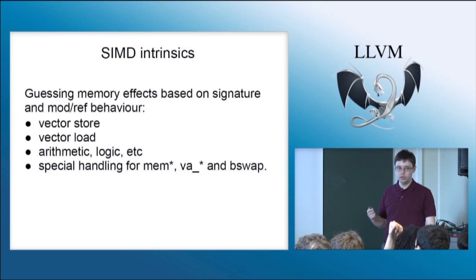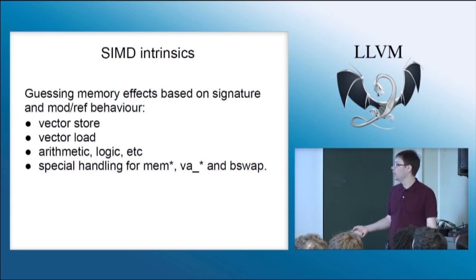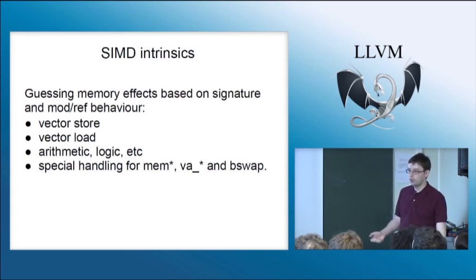We try to avoid listing all of them in our pass, so we just guess intrinsic behavior based on a modref behavior. There is a table for that, and intrinsic signature. We recognize several patterns like vector store and load, and general arithmetic intrinsics. These are kind of SIMD instructions that don't access memory, and for them we use the common propagation, which is bitwise OR of all arguments.